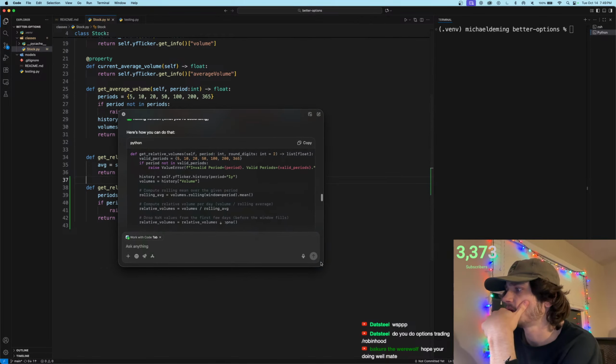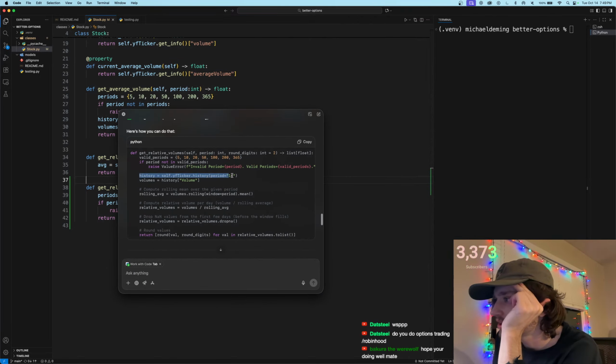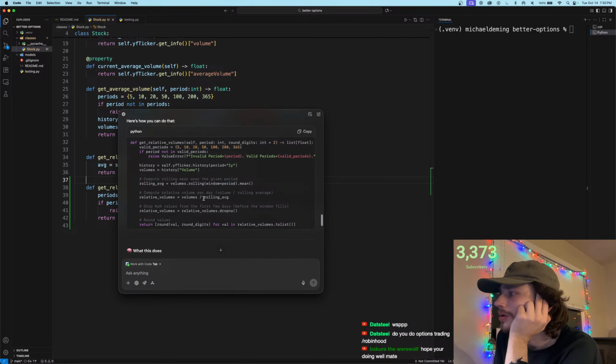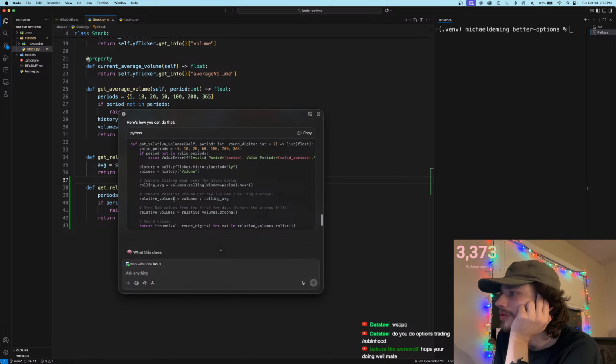So to do a rolling window average is this here. You get the history over the 1 year, and then you have a list of volumes, right? And then you say rolling average is equal to volumes dot rolling. Oh, so there's a rolling method here. I didn't know that. So relative volumes. Got you. Okay.